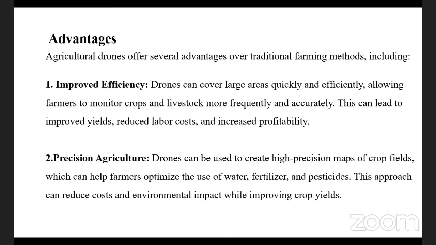Precision agriculture. Drones can be used to create high precision maps of crop fields, which can help farmers optimize the use of water, fertilizer, and pesticides. This approach can reduce the cost and environmental impact while improving crop yield.